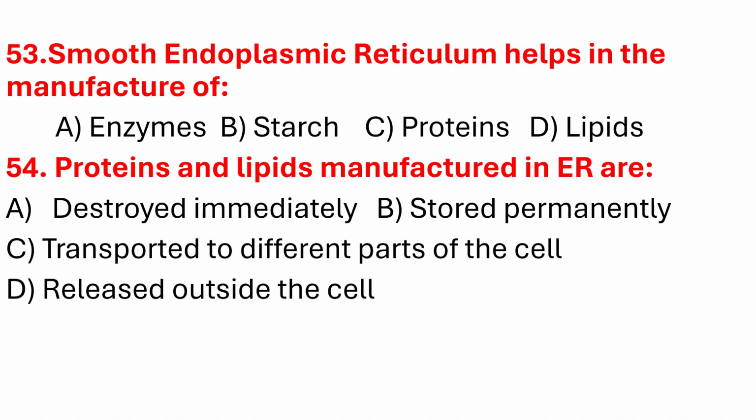Smooth endoplasmic reticulum helps in the manufacture of enzymes, starch, proteins, lipids. Proteins and lipids manufactured in ER are destroyed immediately, stored permanently, transported to different parts of the cell, released outside the cell. C. Transported to different parts of the cell. Proteins and lipids manufactured in the endoplasmic reticulum are transported to different parts of the cell.